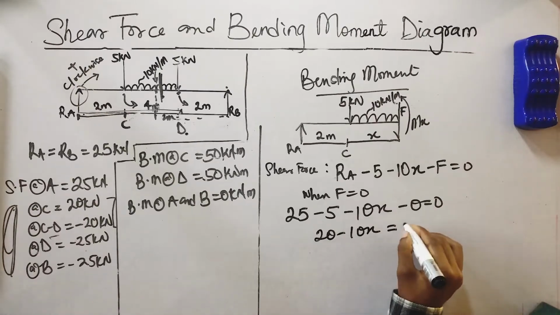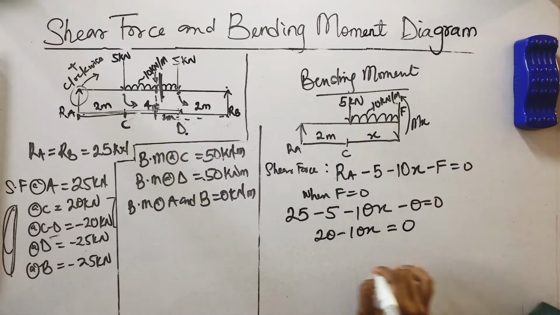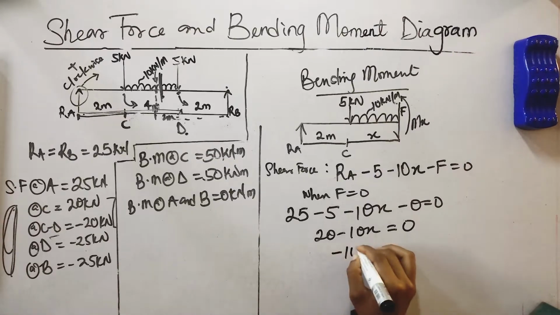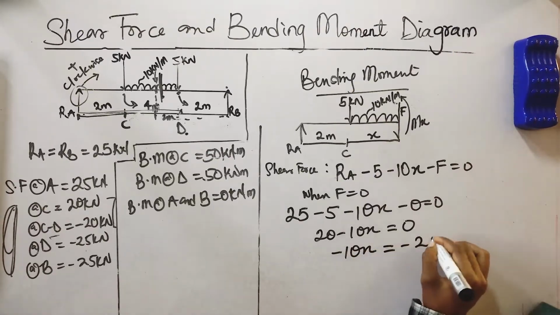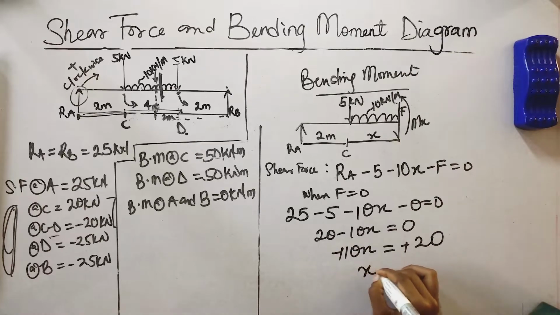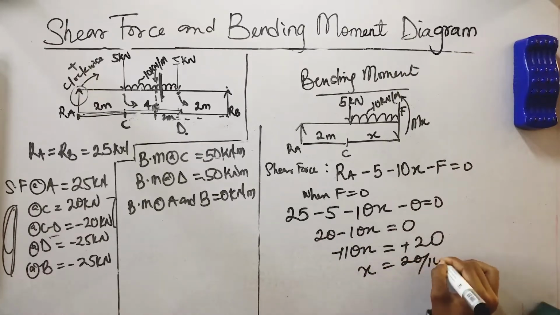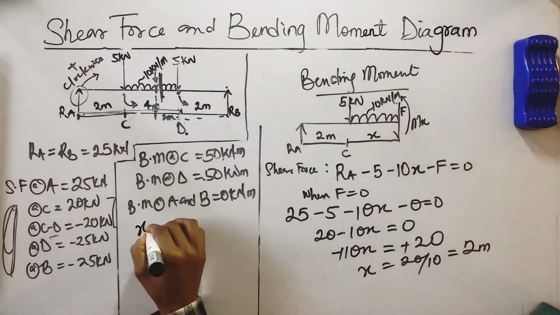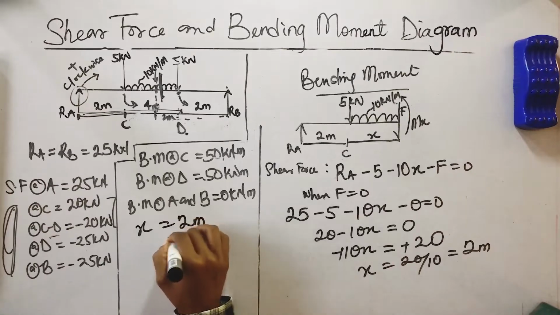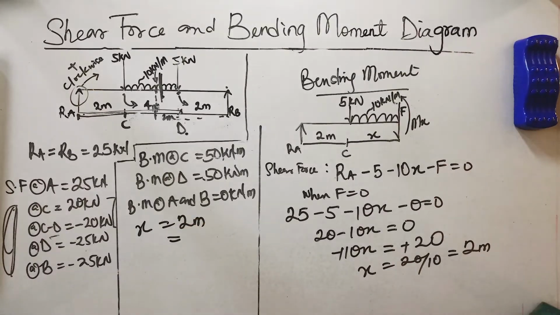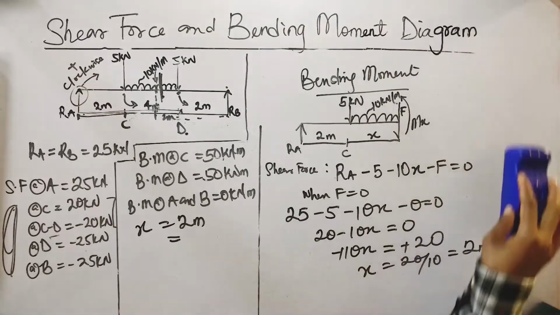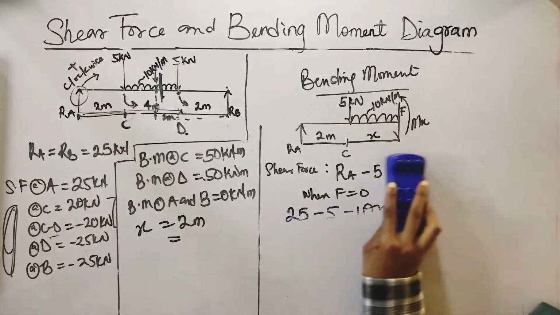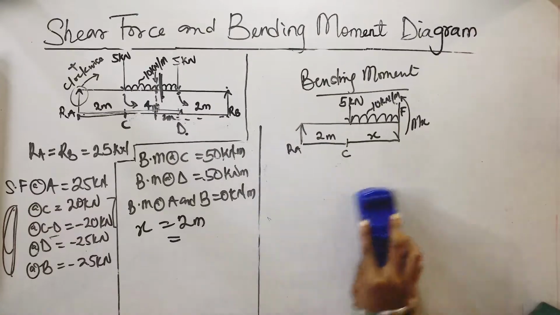So when we resolve this, we have 20 minus 10x is equal to 0. When we collect like terms, we'll have minus 10x is equal to minus 20, sorry. So we cancel out the minus sign. So we have x is equal to 20 over 10, so x is equal to 2 meters. That means the distance at which we have the maximum bending moment is 2 meters away from point C, which is also the middle of C to D.